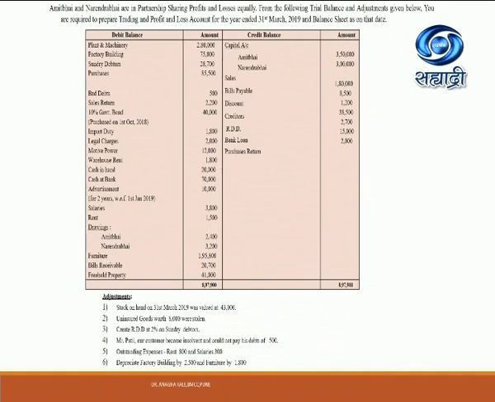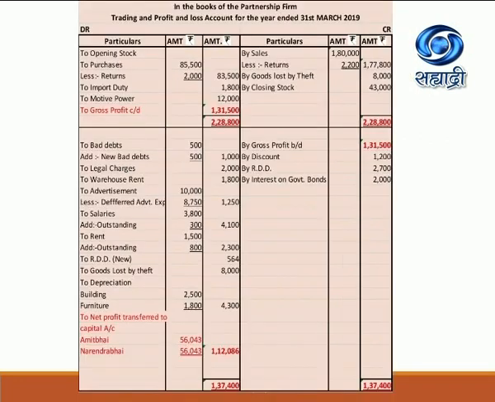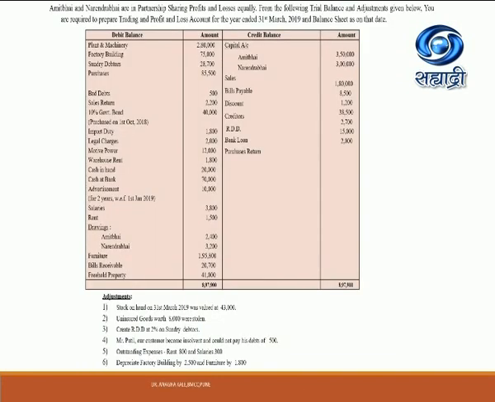First one is of 10% government bonds purchased on 1st October. So interest on government bonds we have to calculate from 1st October to 31st of March. So we'll be calculating that interest and we'll be adding it in government bonds. So check on asset side, 10% government bonds are there. So 10% government bonds 40,000, add interest on government bonds 2,000. So now for 6 months we have added the interest. So total amount of government bonds is 42,000. And second effect of interest on government bonds, profit and loss account credit side, by interest on government bonds 2,000.